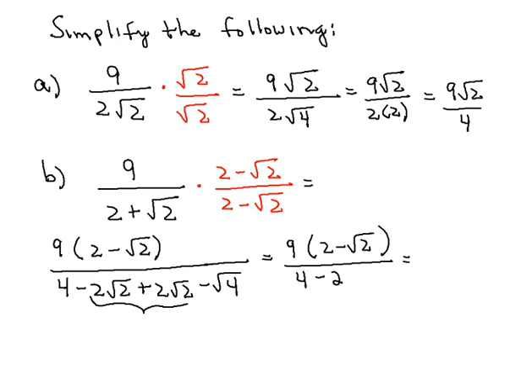So then we will have next 9 times the quantity 2 minus the square root of 2 all over 2. Now we're not able to reduce the fraction. Now we could distribute the 9 through both terms in the numerator, but this form or that form would be perfectly acceptable.